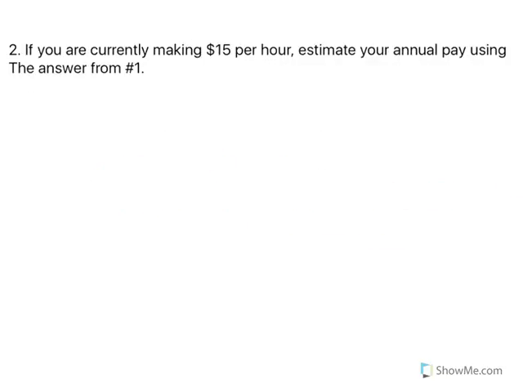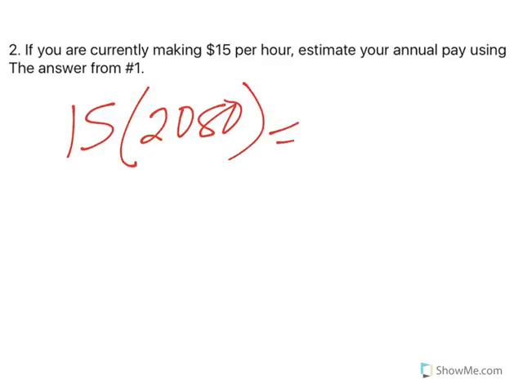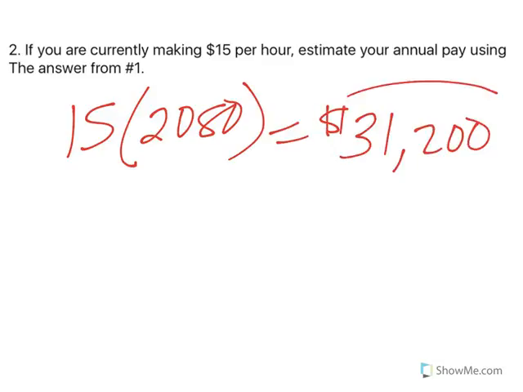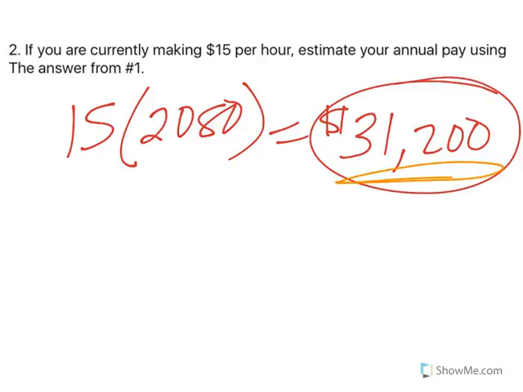If you are making $15 an hour, how much are you making yearly? Well, $15 per hour, and I'm working 2,080 hours. If I multiply those together, I'm going to earn $31,200 a year. That's my annual pay. We're going to need that later, so don't lose that number.